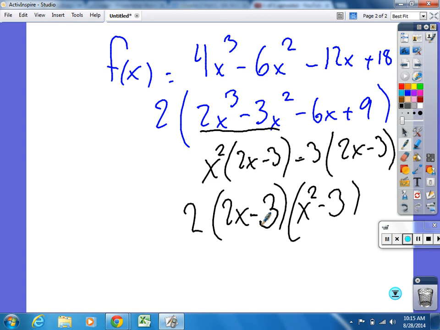Get used to it, people. This is only the 4th day. The X squared is still here.